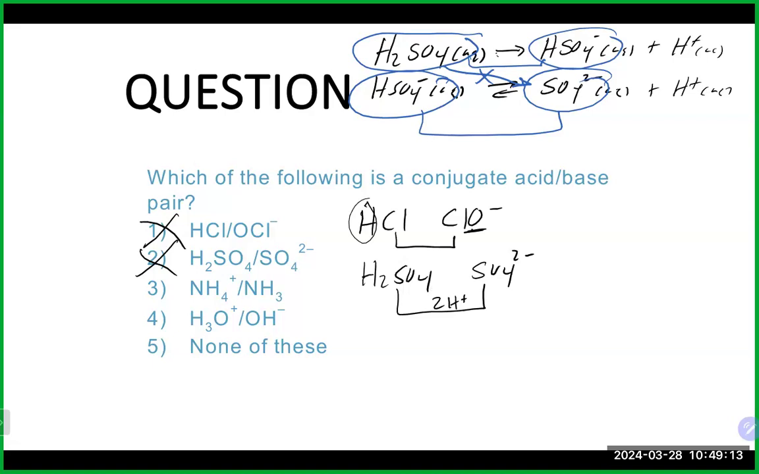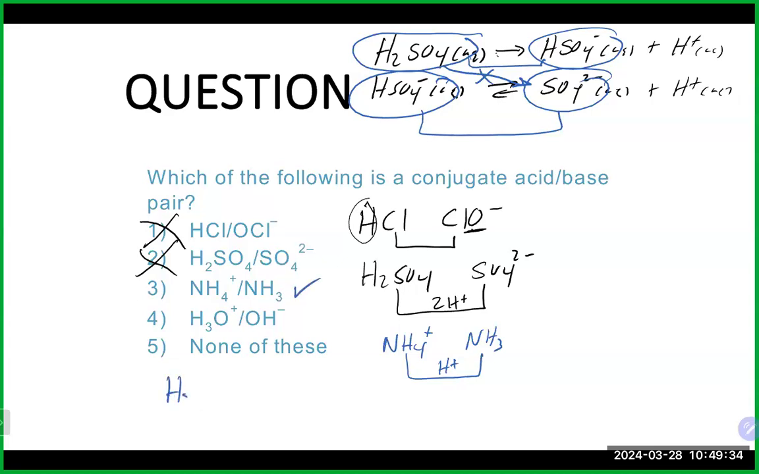We have the next one there, which is our NH4 plus and NH3. Are these guys related to each other? They are. The difference here is 1 H plus. You can either take the H plus off the guy on the left, and that leaves you NH3, or put the H plus on the NH3, and that gives you NH4 plus. So that's a winner there.